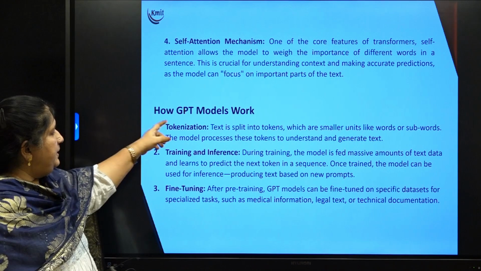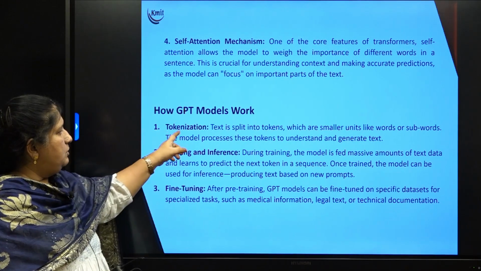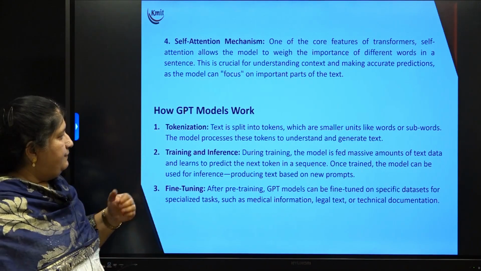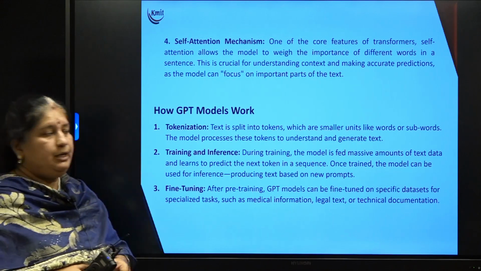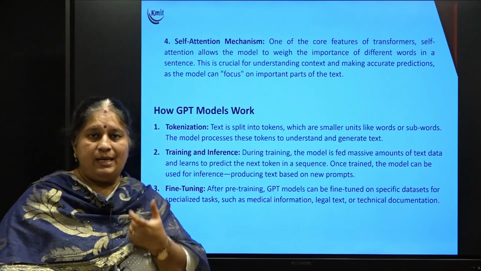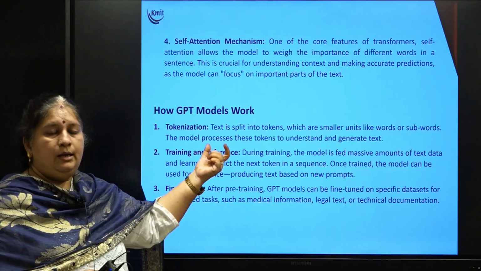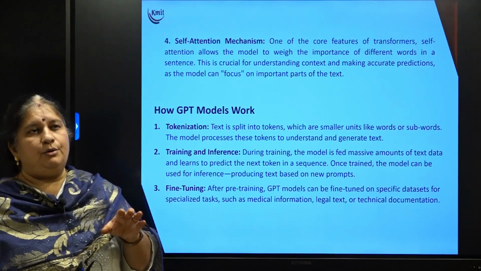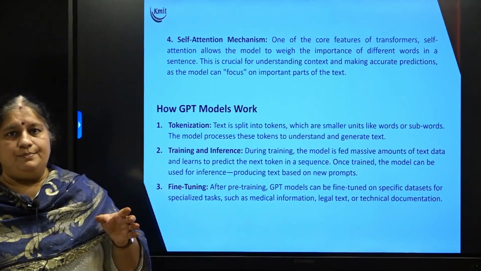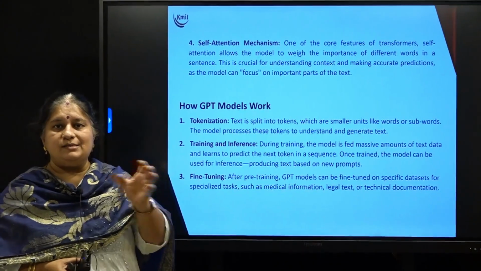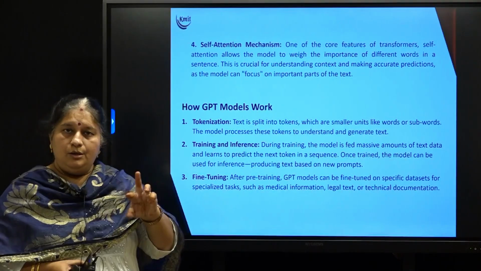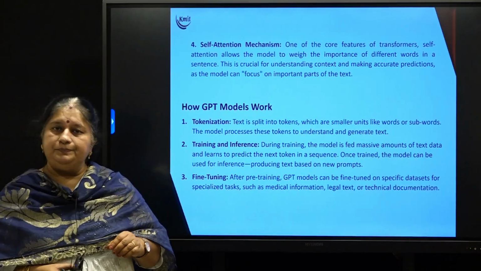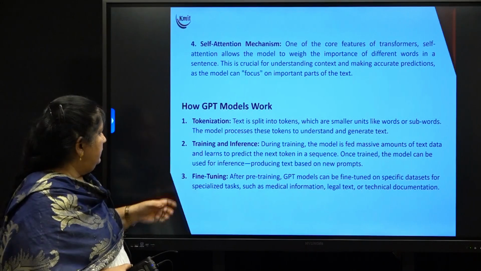And how do the GPT models work? They work on tokenization, wherein the text is split into tokens. What is the basic token here? Word and subword. So you can also split a word into subwords. For example, when you have the concept called prefix and suffix for a specific word, you can still divide a word into subwords also.